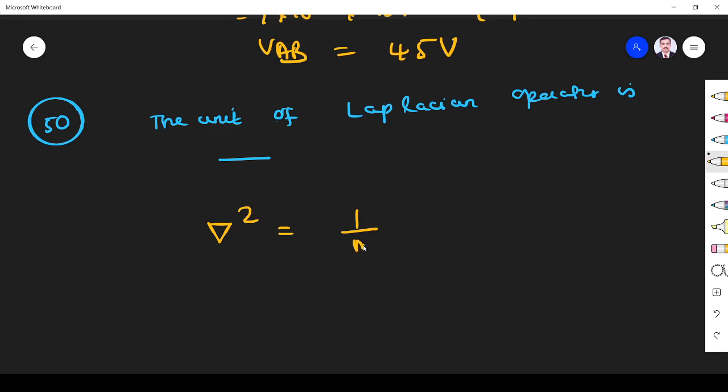Okay, the last question is the unit of the Laplacian operator, del square. Del is 1 by m, so del square unit is 1 by m square.